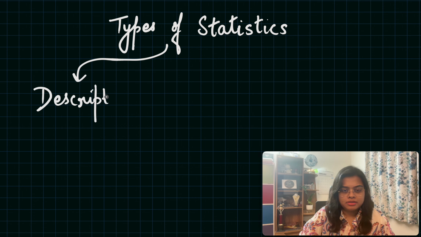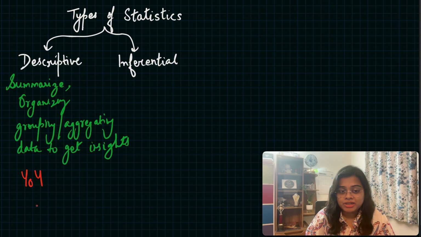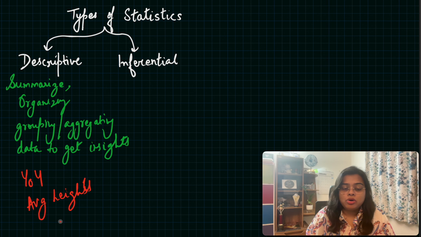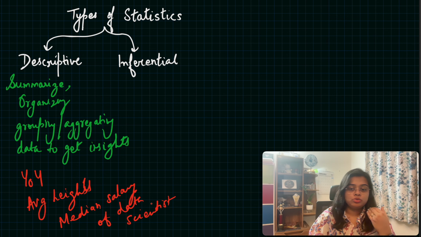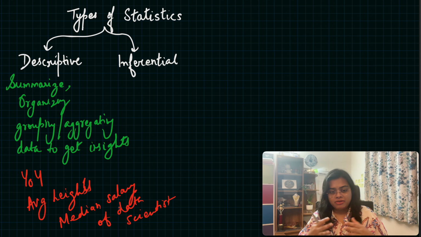So what could be an example of descriptive statistics? If you want to find the year on year growth of a company, the average height of students in a class, the average or the median salary of a data scientist in India, or the total revenue of a company in 2018, 2019, or in each year. If you want to do this kind of analysis where you have the data and you want to group and summarize it, that is descriptive statistics. Descriptive means describing the data.